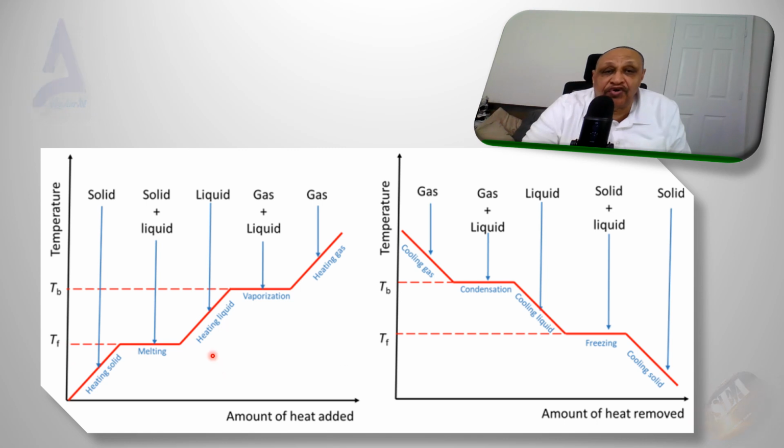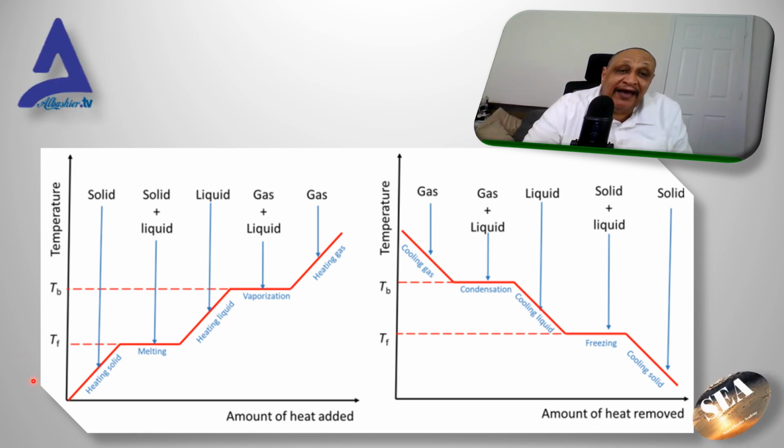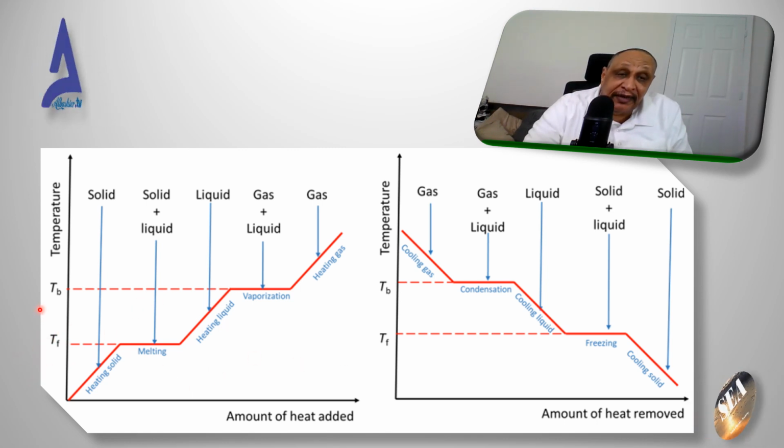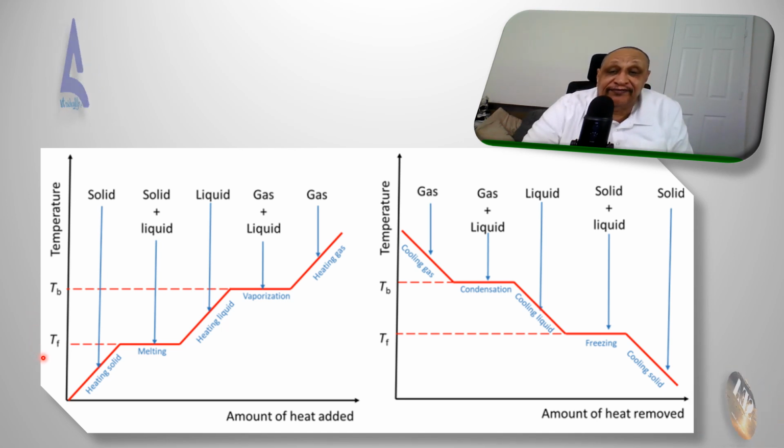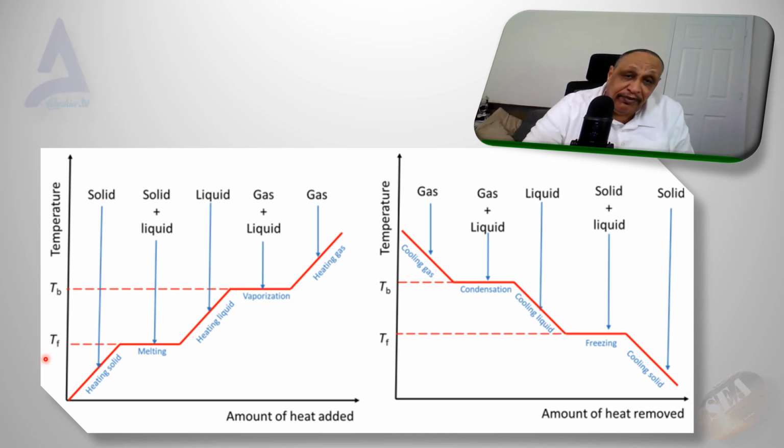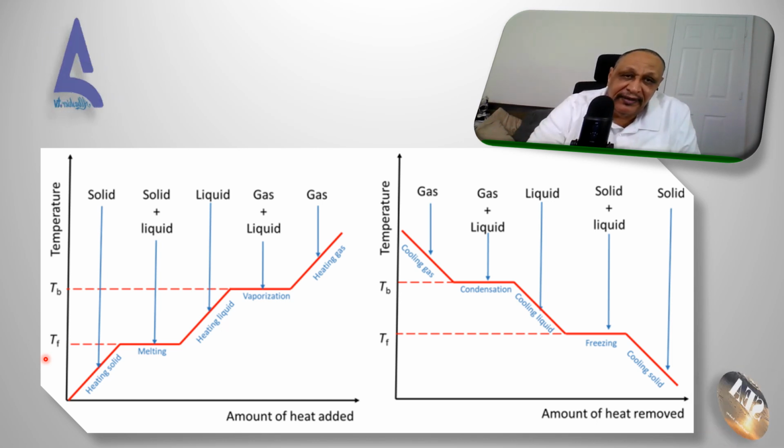Now let us go one by one. We have two temperatures that you have to denote: temperature B and temperature F. Temperature F is the freezing temperature or melting temperature. Both are the same. And temperature B is the boiling temperature or the condensation temperature. Both of them are right.